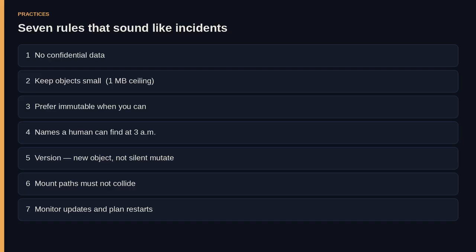A name like dev-db-config tells you purpose and environment. Demo-config is a tutorial name. Production wants a name you can grep at 3 in the morning. Fifth, version your config maps.